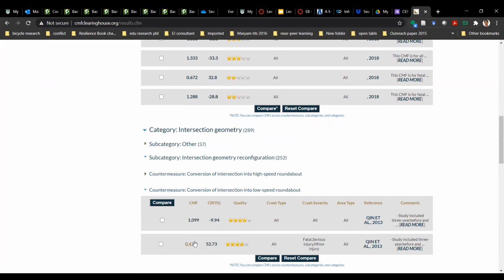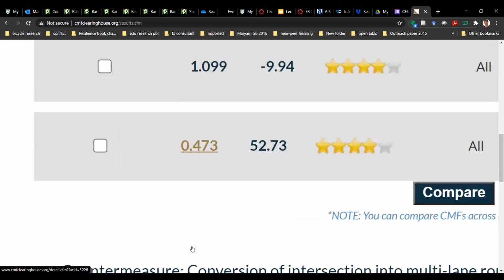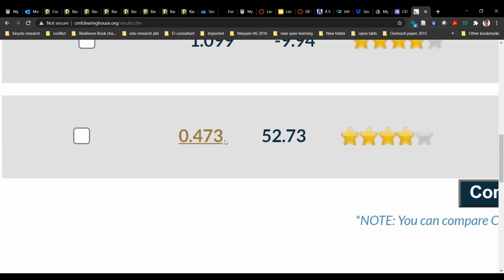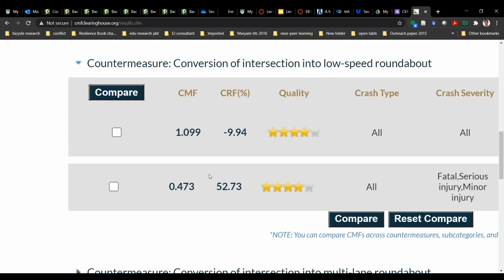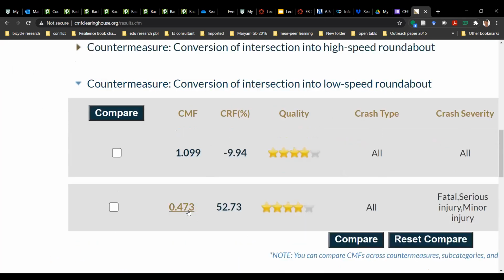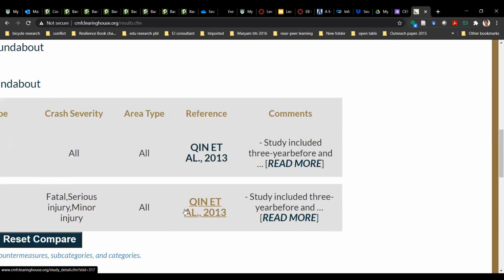So let's look at this CMF. This CMF is 0.473. What this is telling you is that the crash modification factor is 0.473 for converting an intersection into a low speed roundabout. That means if you were expecting 100 crashes before, you will only expect about 47 crashes after. So that's a very, very effective treatment.